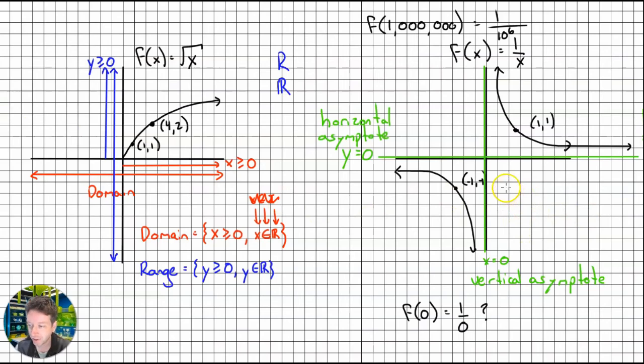So let's write our domain. So our domain in this case, right? Domain is x, and we know that x cannot equal 0. So x cannot equal 0, but otherwise x is an element of all real numbers. Similarly, our range is true for everything, but y cannot equal 0. And this is true for all real numbers.